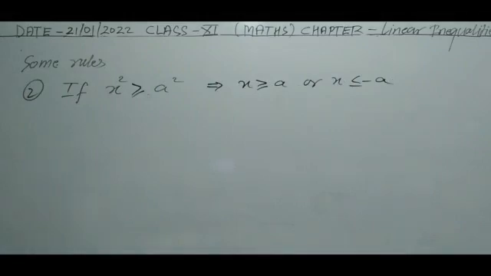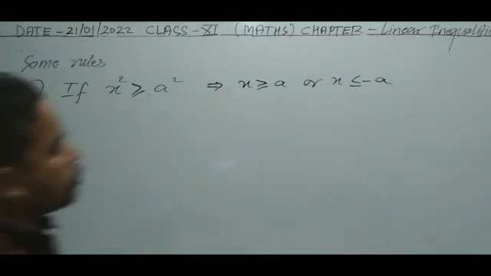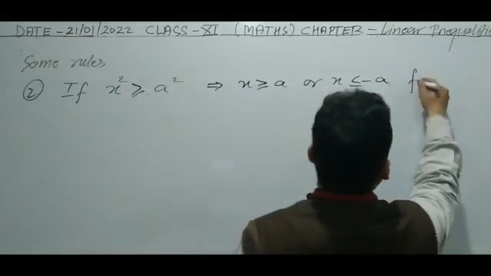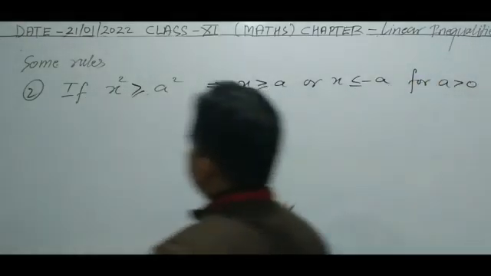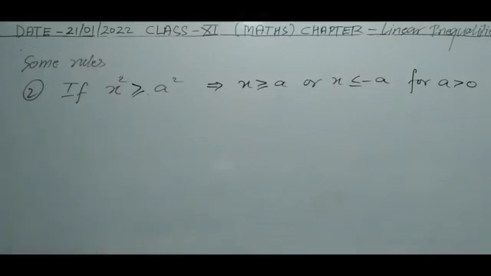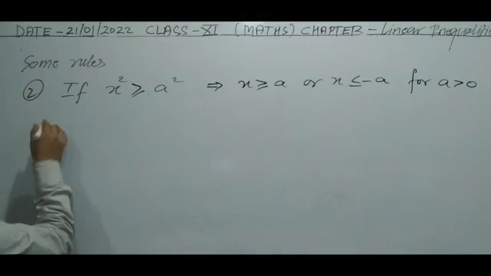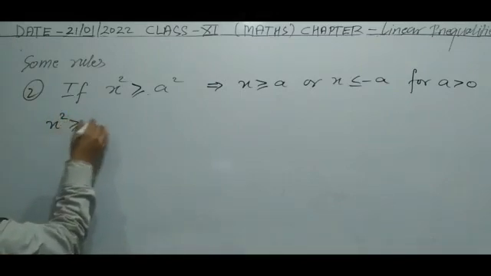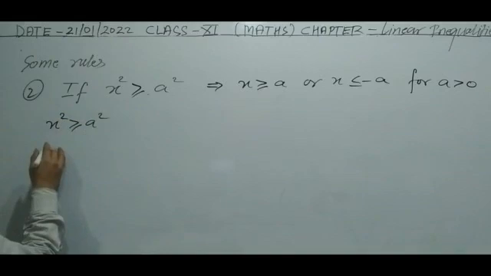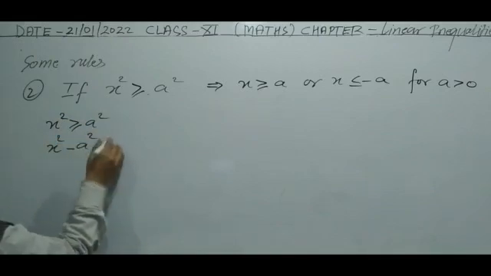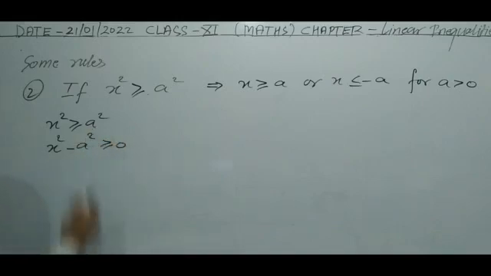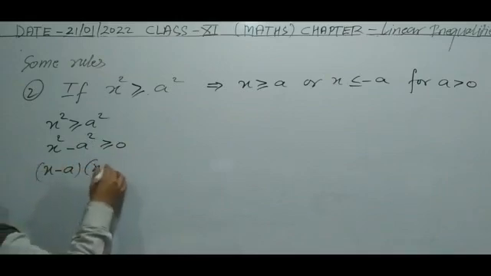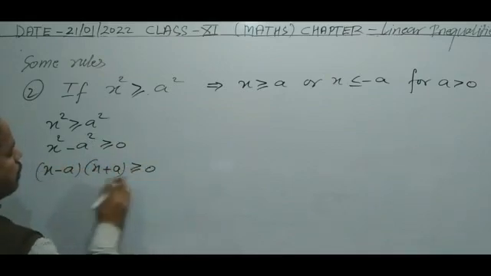So there are two cases for a greater than 0. For a greater than 0, see, on the number line, x square is greater equal to a square. This implies x square minus a square is greater equal to 0. So here we can write x minus a into x plus a is greater equal to 0.